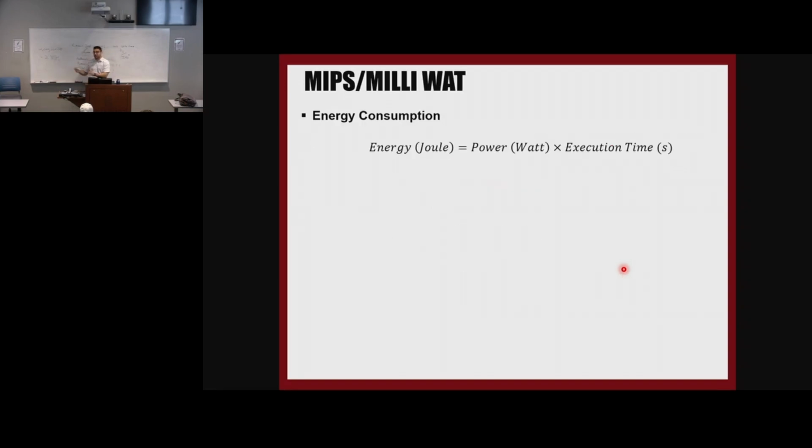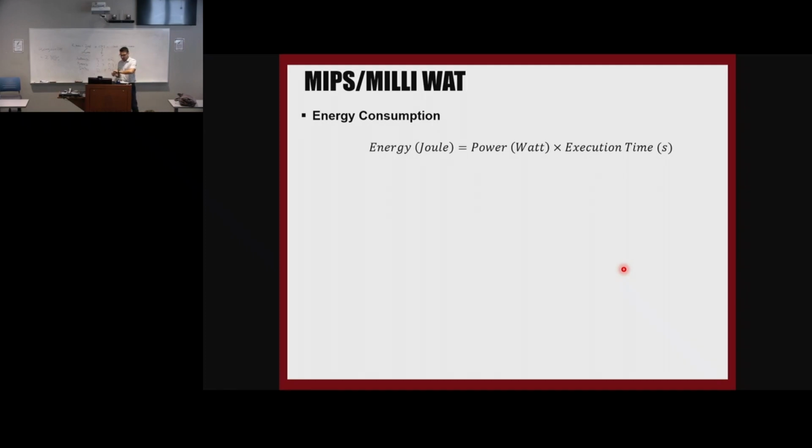MIPS is a processor. I think it is a pretty old processor. It was the time that we could execute a million instructions per second. Now we are at a point that we can execute trillions of instructions per second. So we have new metrics coming out, right? But before getting there, let's talk about energy consumption.